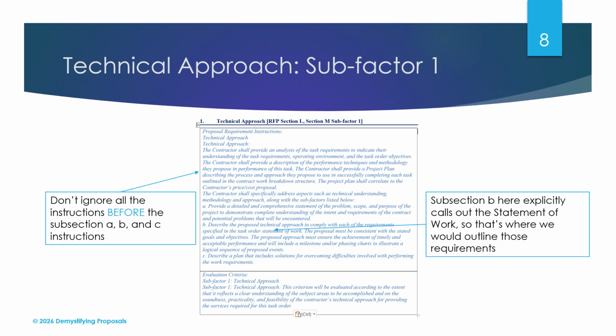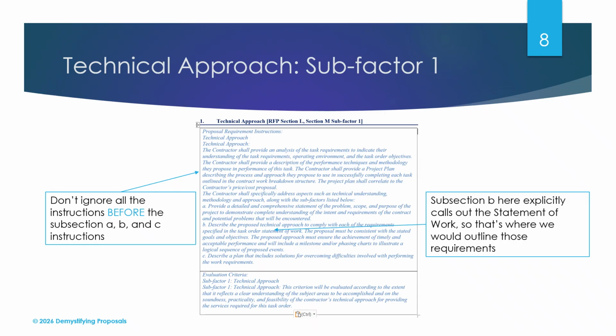So this is a screenshot of what the technical approach subfactor 1 instructions would look like. There was a fairly detailed list of what goes into the technical approach from section L, including subsections A, B, and C. The description of what goes in technical approach from section M is then in the next box as the evaluation criteria. We put these in the outline to help the authors have guidance about what that section is going to be.